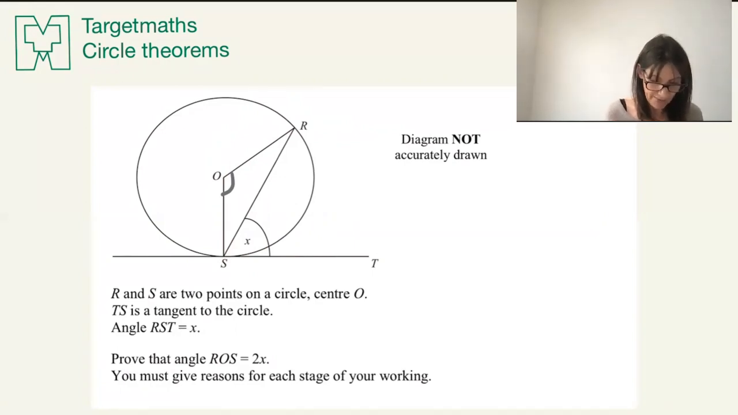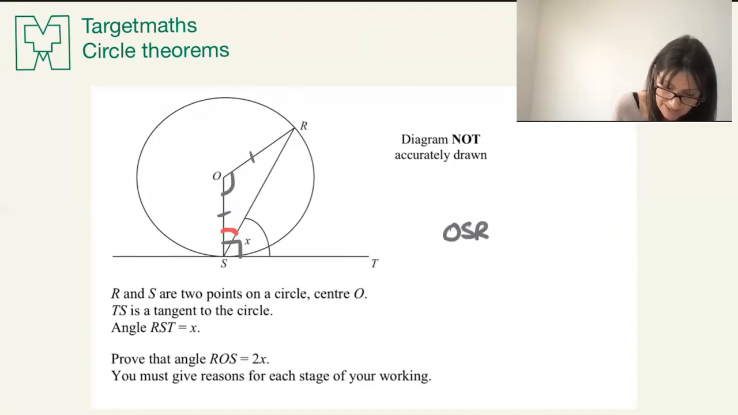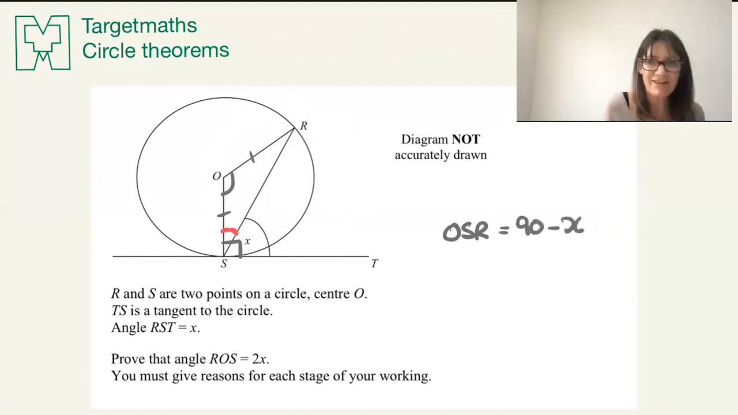So what do I know? Let's start marking on some of the stuff that I've just mentioned. I know that I've got the 2 radius here, so I've got an isosceles triangle. It may be useful, it may not. I know I've got a 90-degree angle here, which means I know that the OSR angle, so I'm going to highlight it, this angle here, OSR, is equal to the 90 degrees take away the x. Looking familiar?